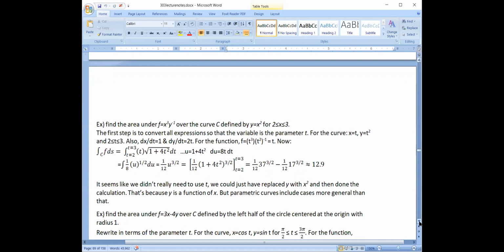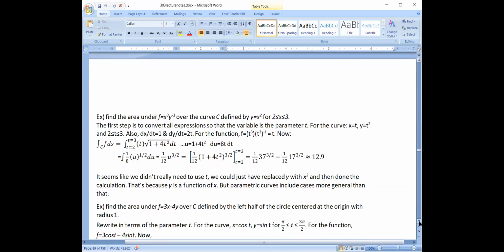So the first thing we have to do is parameterize, and the formula for that curve is x equals cos t, y equals sin t. Now, it is the left half of the circle. So for the left half of the circle, we know the angle is going from pi over 2 to 3 pi over 2. Those are the bounds for t, since we're using t like our angle. That's the first step. We've parameterized our curve. Next, parameterize the function.